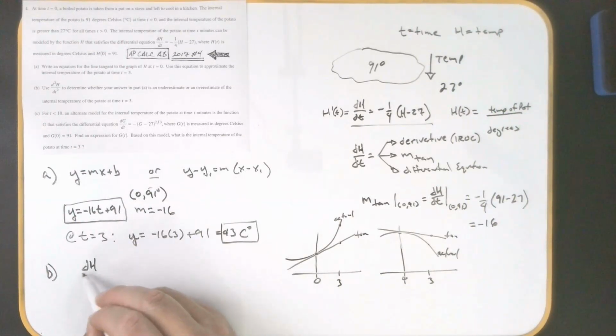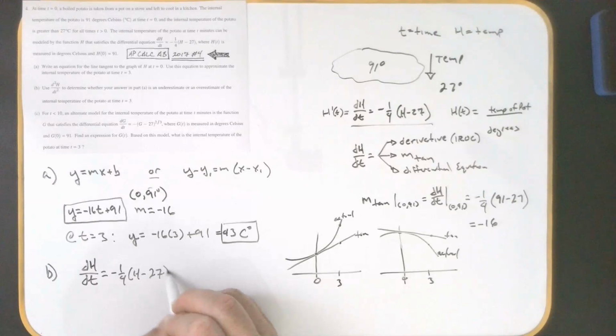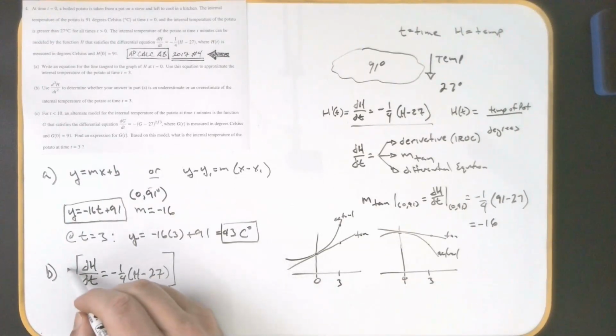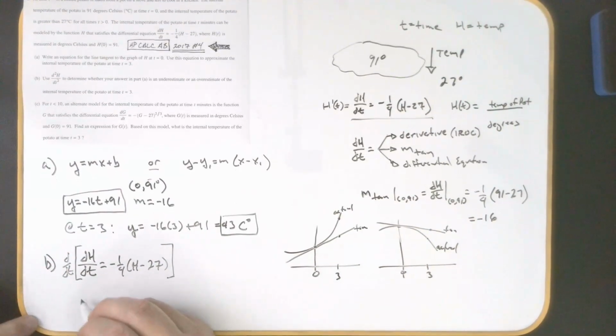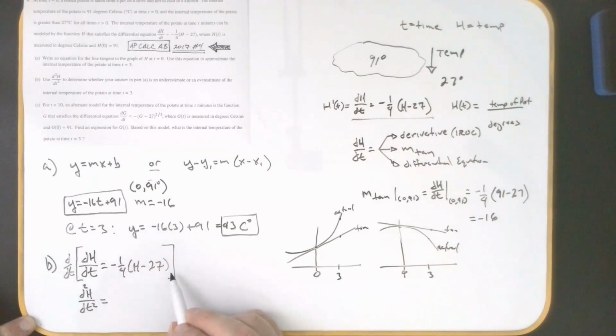So what I'm going to do first is I'm going to recopy the original derivative. So dh/dt is equal to negative 1/4 (h minus 27). So this is what we have to take the second derivative of. So I'm going to put a bracket around it, and I'm going to take the second derivative with respect to t, so I'm going to take d/dt of that. If I do that, notation-wise here, I'm going to get d squared h over dt squared is equal to, and we just have to take the derivative of this.